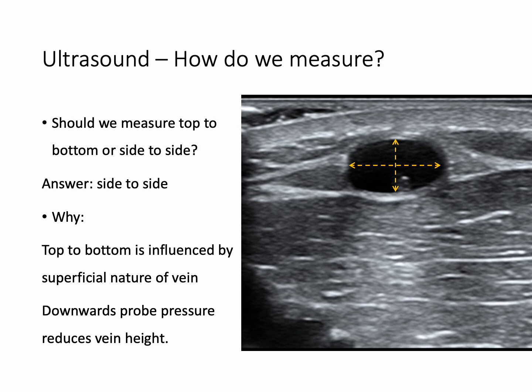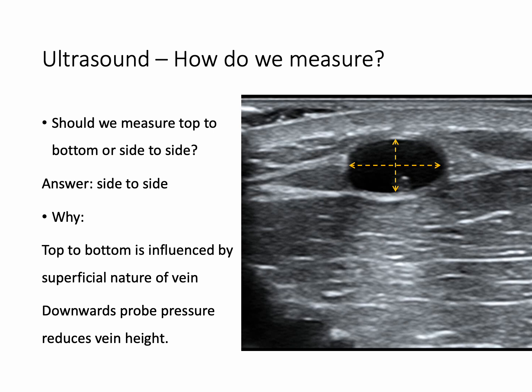Why? Top to bottom is influenced by the superficial nature of the vessel, but it's also heavily influenced by the downward pressure that the clinician has on the probe on the surface of the skin, therefore making the top to bottom measurement smaller than what it actually is.